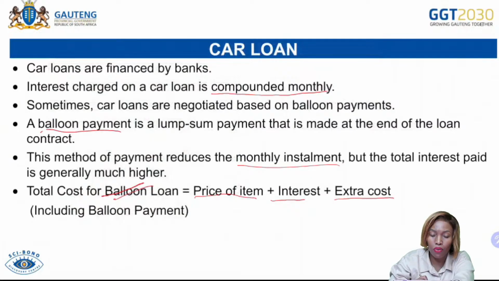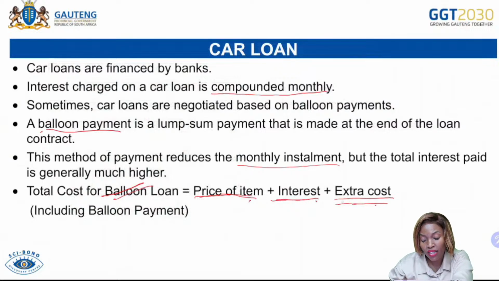Let's not include the balloon. The total cost of the loan, if it's a balloon option, will be the price of the car plus the interest that is charged plus the extra costs. Those extra costs will also include the balloon payment.